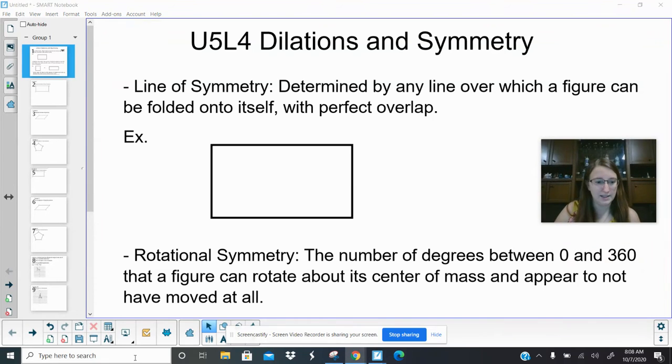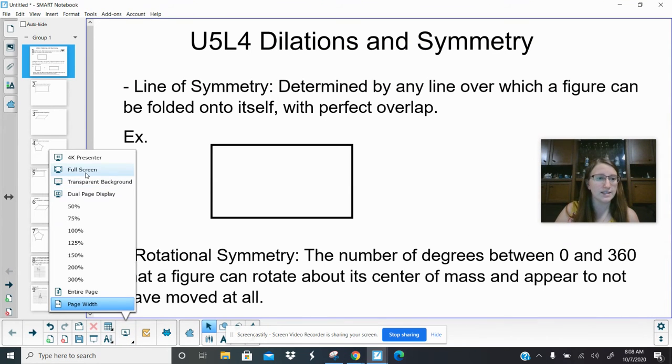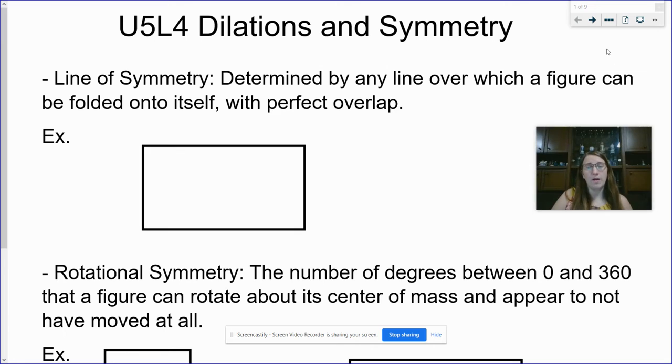Here we are at the last lesson for this unit, dilations and symmetry. So you have probably heard the word symmetry before. I'm sure you have. You've talked about that in other classes. You may have heard dilation as well, which we're going to talk about second. So even though I put dilations and symmetry, that'll be the second thing we're talking about.